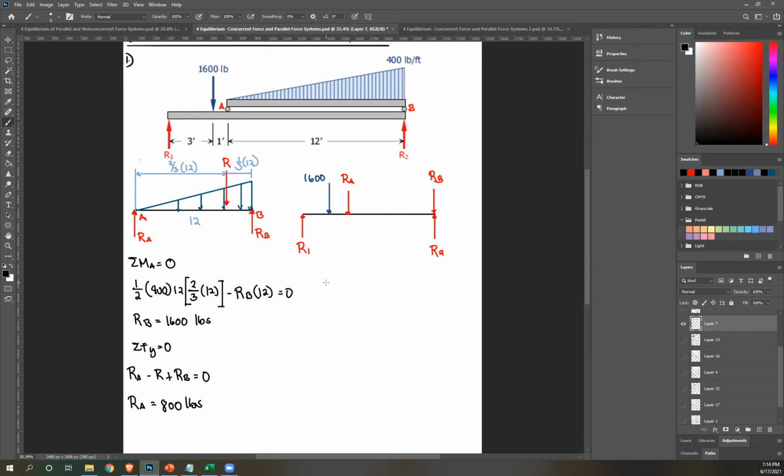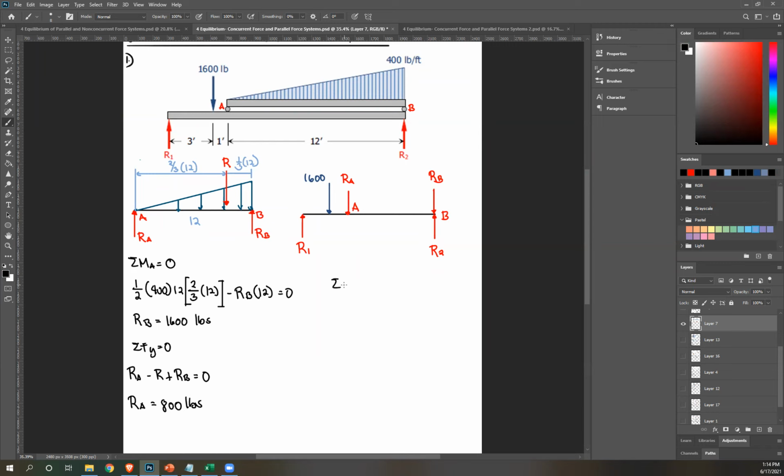So same thing as before, you're going to use moment to solve for one of the unknowns. Okay? So you can choose either moment at this point or at this point. But you're going to choose a point that's more convenient. And that point would be here at point B. Why? Because at point B, RB and R2 pass through it. So two unknowns will be removed from our equation.